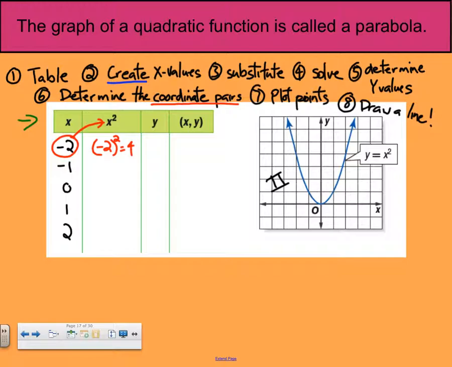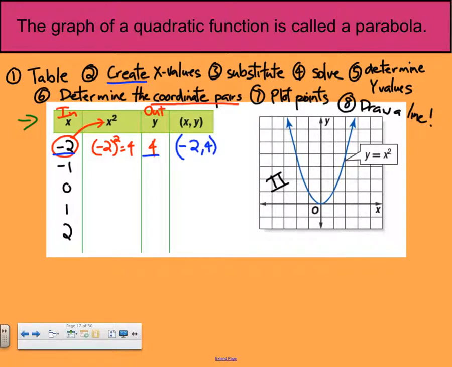So I put negative 2 into the equation, I get out 4. These tables can also be known as an in-out table or a function table. Many of you have learned that in 7th grade. So I put in negative 2 to my function, and I got out 4. That means 4 is my y value. Now my coordinate pair is the x value and the y value together. So its coordinate pair is going to be negative 2, 4.